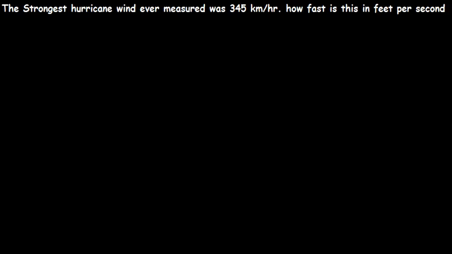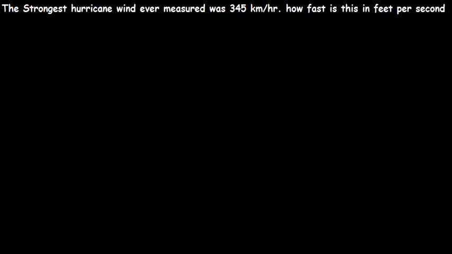Don't let complex units intimidate you. Let's assume you are given this kind of problem that says the strongest hurricane wind ever measured was 345 km per hour. How fast is this in feet per second? So how can you solve this problem? In order to solve it, first you need to convert kilometers to feet and hours to seconds. Then you divide the distance in feet by the time in seconds to get the speed in feet per second.